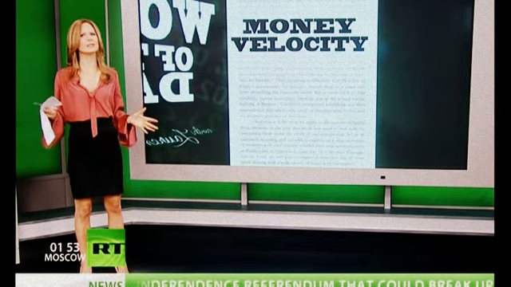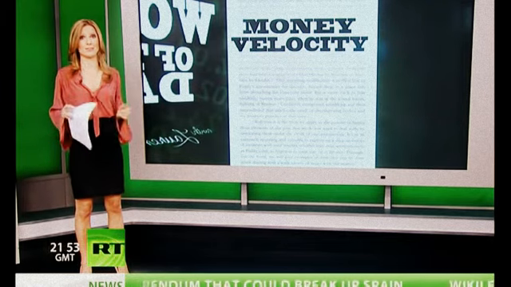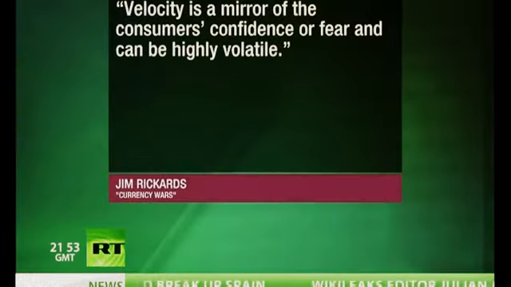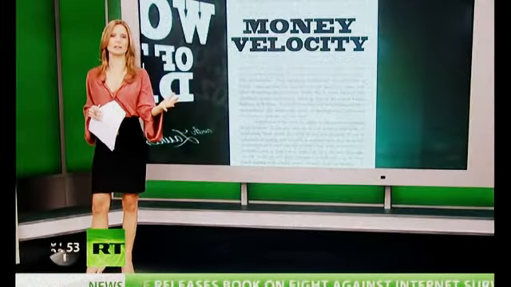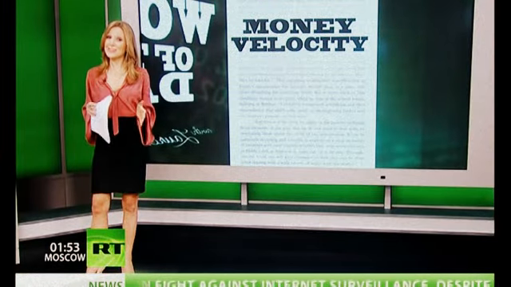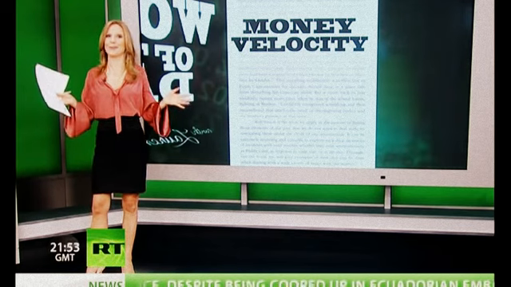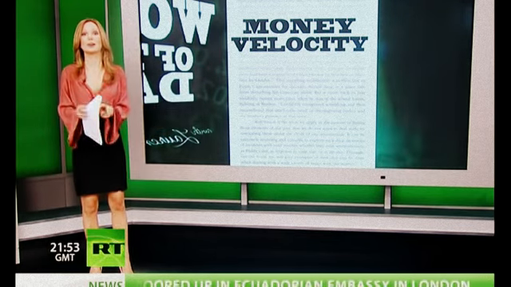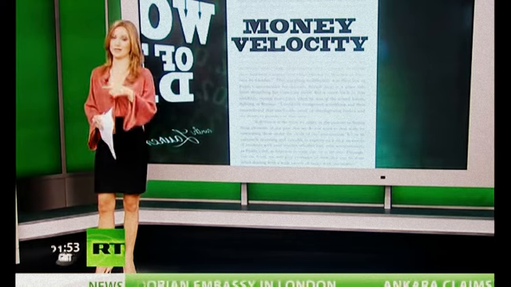the result of inflation. And as Jim Rickards described in Currency Wars, money velocity is heavily influenced by psychological factors. "Velocity is a mirror of the consumer's confidence or fear, and it can be highly volatile. And like any psychological variable, it is not in the direct control of policymakers, of our central planning friends." So it's important to consider how economists calculate the velocity of money too, because this plays into it.